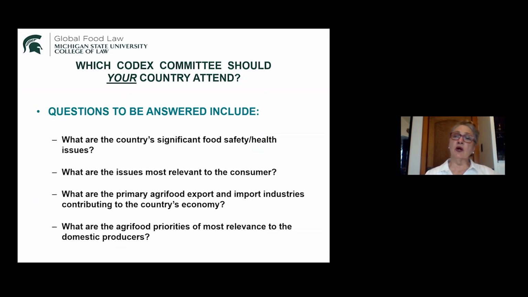So when you look at which Codex committees your country should attend, these are the questions that need to be answered. What are your country's significant food safety and health issues? And what are the issues that are most relevant to the consumers, the people who live within your country? And what are the primary agri-food export and import industries contributing to your country's economy? And what are the agricultural food priorities of most relevance to the domestic producers?